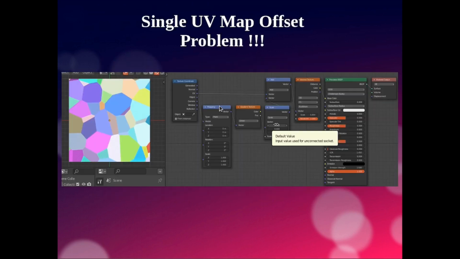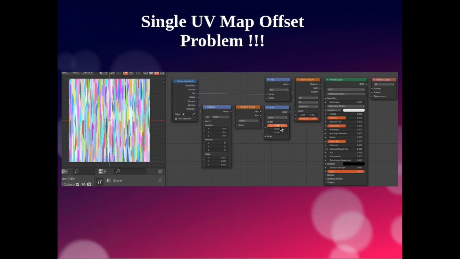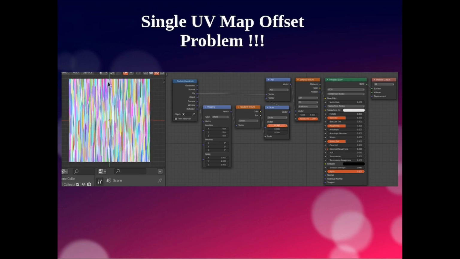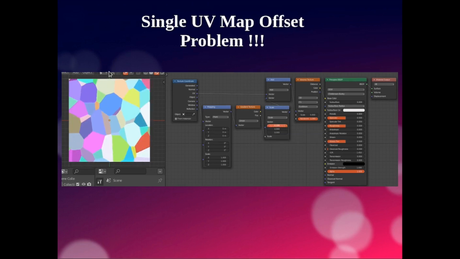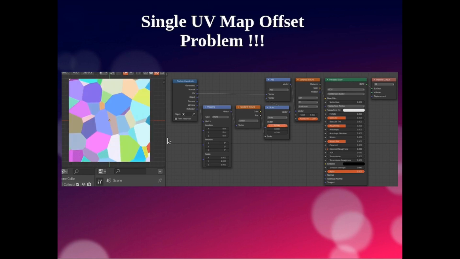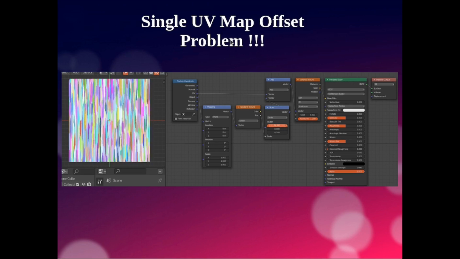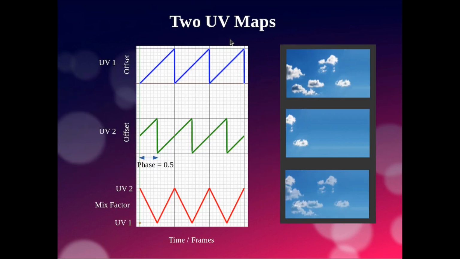If we want to create some kind of flow by offsetting the UV maps by a large amount, it's going to stretch or compress the texture in a certain direction. This is a problem, so we can't use a single UV map. Instead of a single UV map, we are going to use 2 UV maps with this kind of offset.